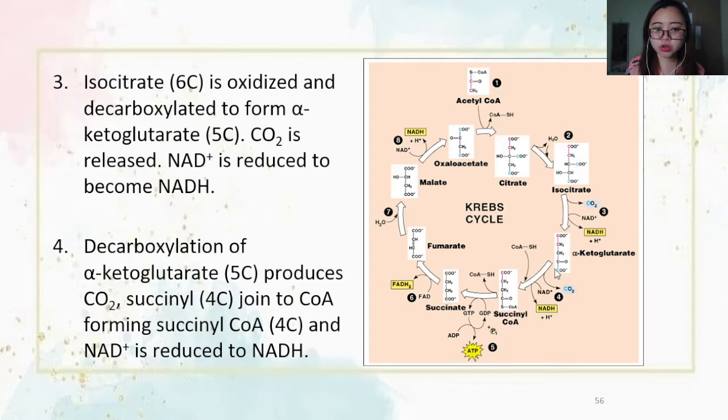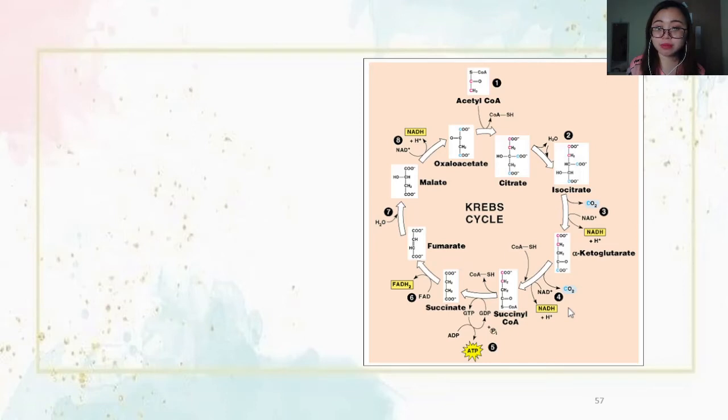Daripada alpha ketoglutarate, kita buang satu molekul carbon dioxide. Sekarang dia jadi 4 karbon, iaitu succinyl. Succinyl akan gabung dengan CoA. So, dia akan menjadi succinyl CoA, still 4 carbon. And in that process, it's going to lose some hydrogen. Who will receive that hydrogen? It is NAD+. NAD+ becomes NADH. So now we have this succinyl CoA. We go on to step number 5.